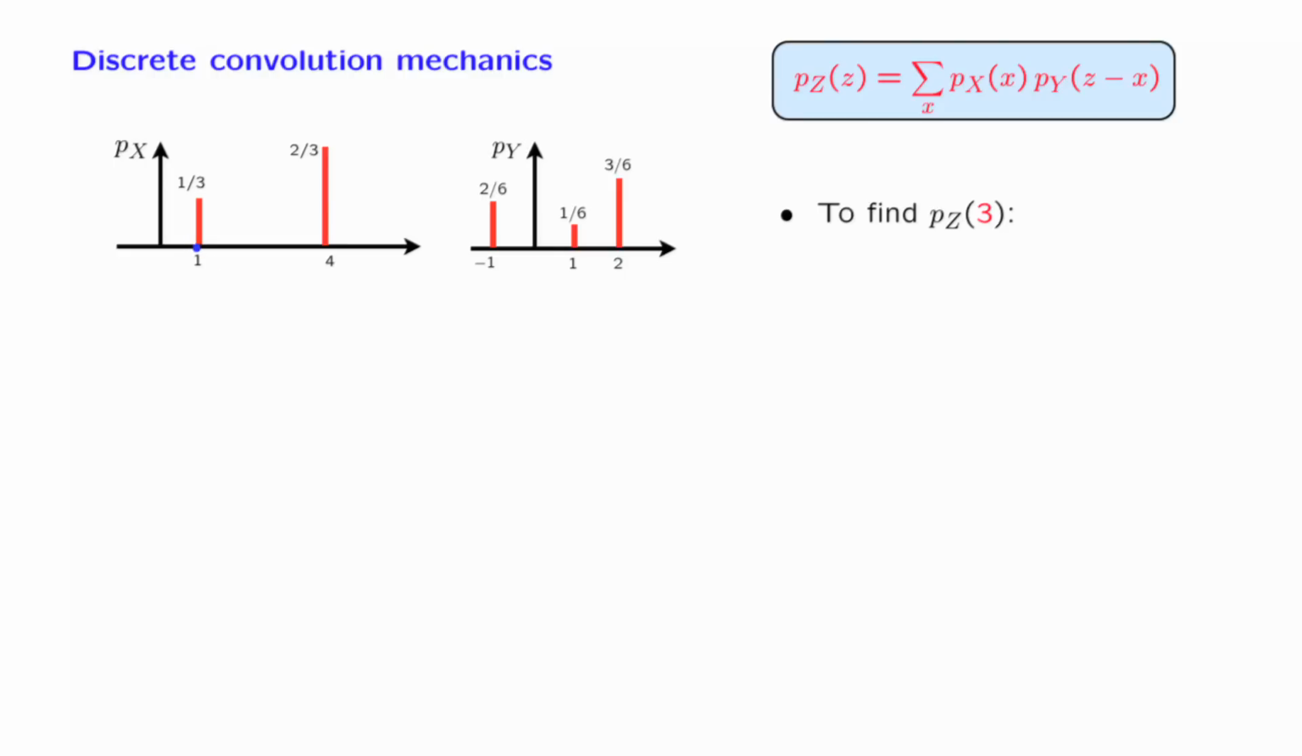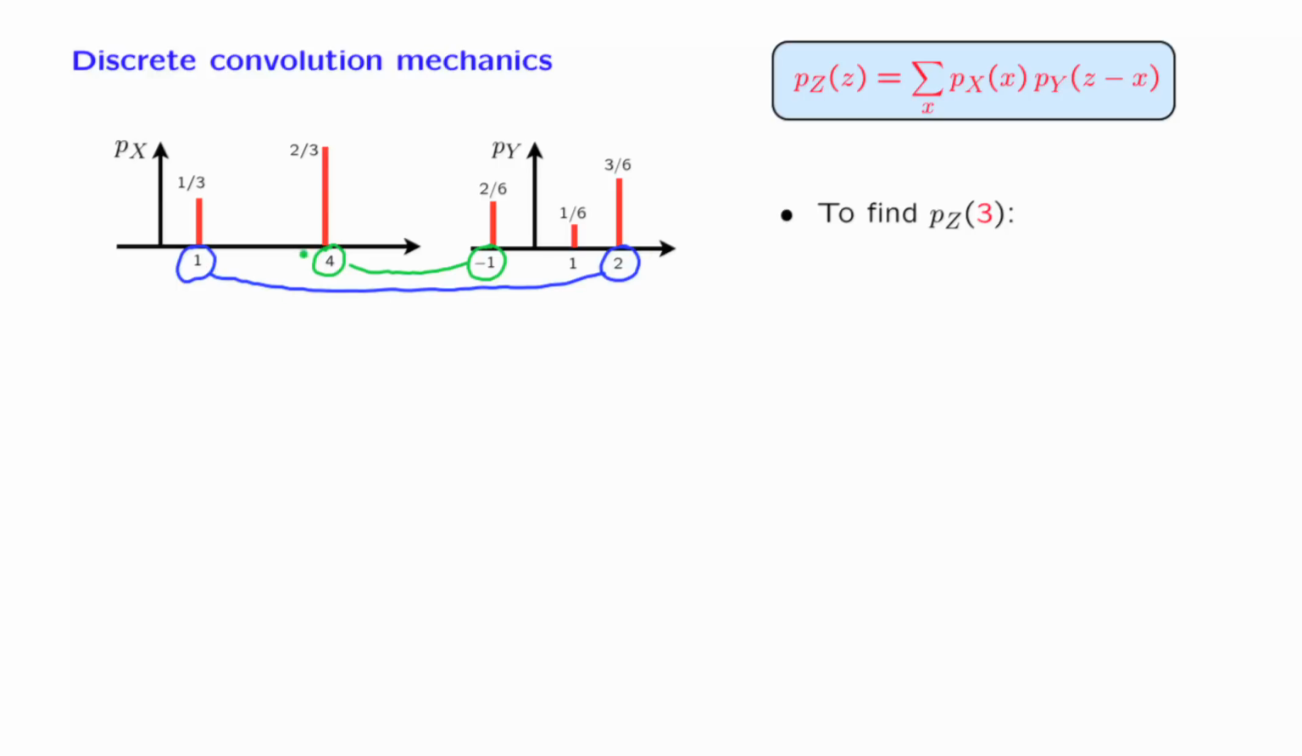We could have x equal to 1 and y equal to 2. This combination is one way that the sum of 3 can be obtained, and that combination has a probability of 1/3 times 3/6, and that would be one of the terms in this summation. Another way that the sum of 3 can be obtained is by having x equal to 4 and y equal to -1, and by multiplying this probability 2/3 with 2/6, we obtain another contribution to this summation.